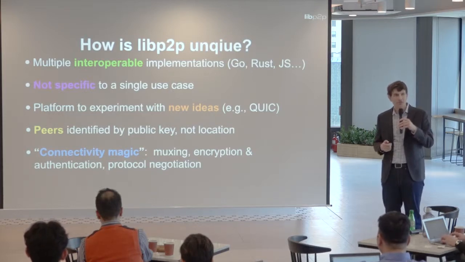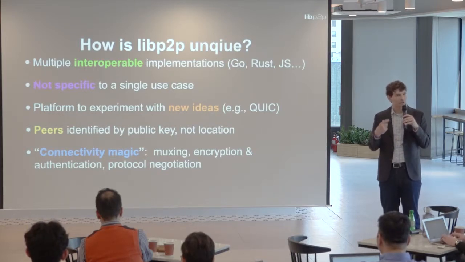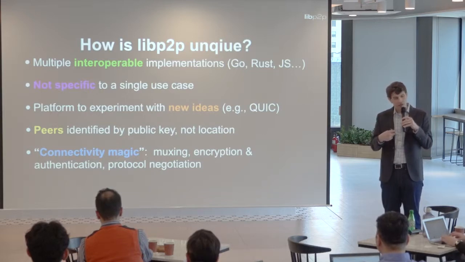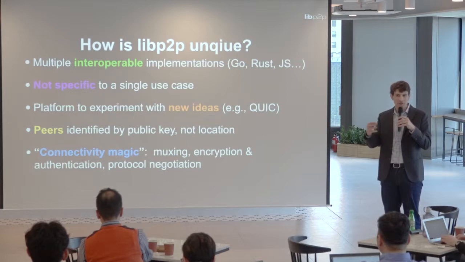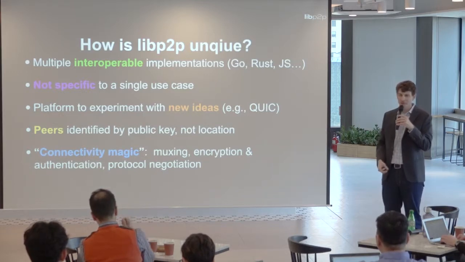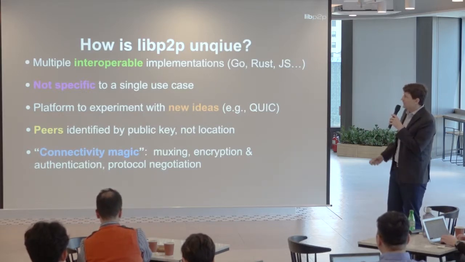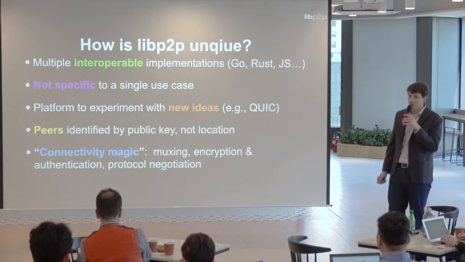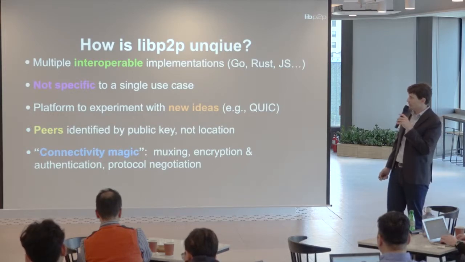For example, QUIC is a UDP-based protocol that Google invented to speed up communication with Chrome. UDP is very fast, but the drawback is there's no concept of connections. It's just fire and forget and hope that some of the packets arrive. This is something we've recently implemented into Go libp2p, and we're working on it in JavaScript.